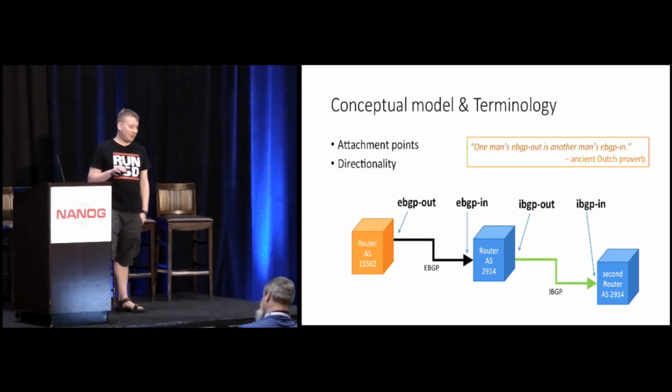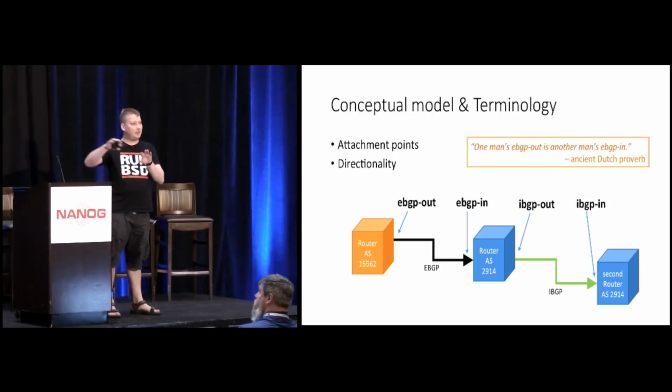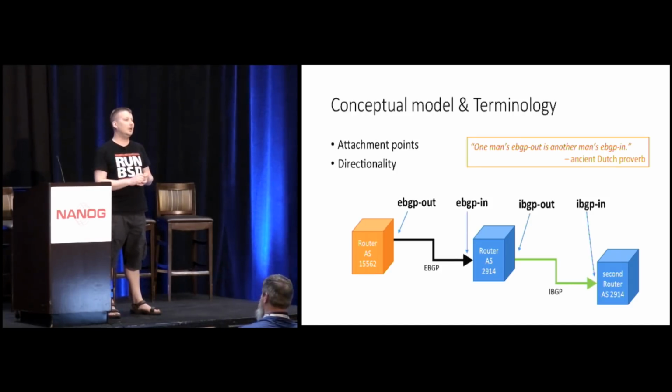So the conceptual model is, if you have a few routers in a row, the orange router is mine, blue is NTT, and when I announce something to NTT over that eBGP session, the moment the BGP update leaves my router, it passes through a filter or a routing policy, which I would classify as the type eBGP out.